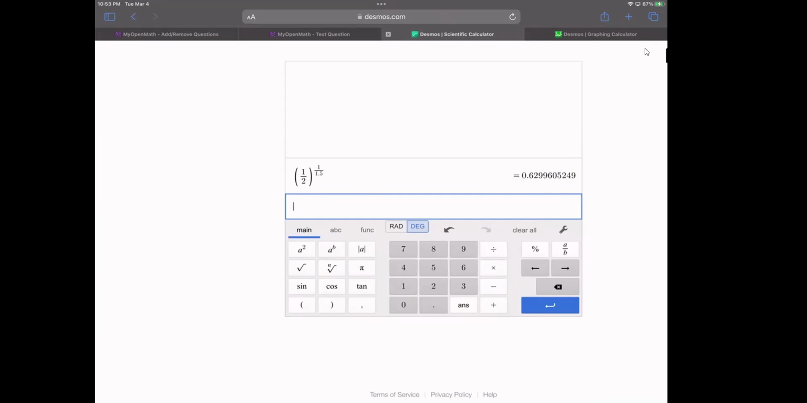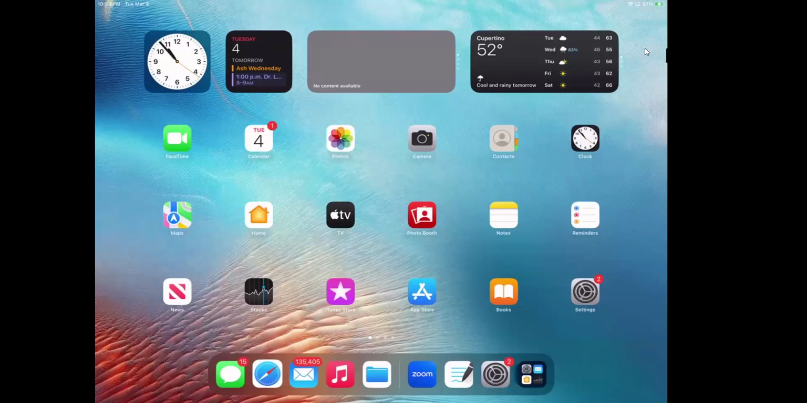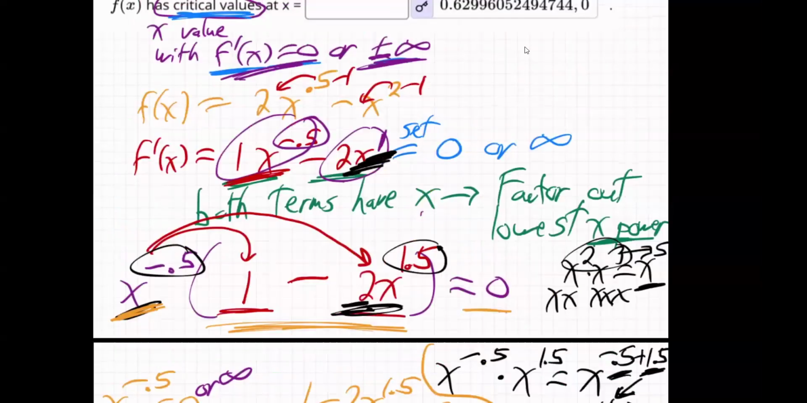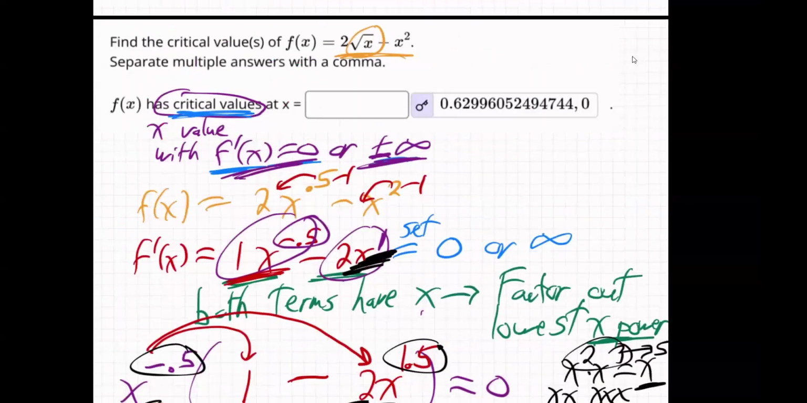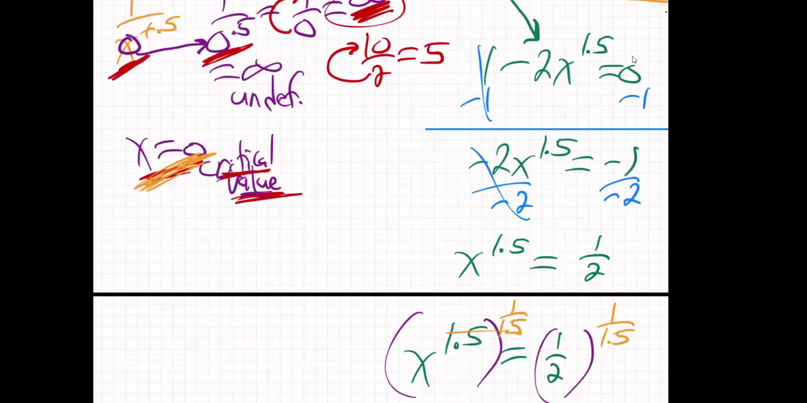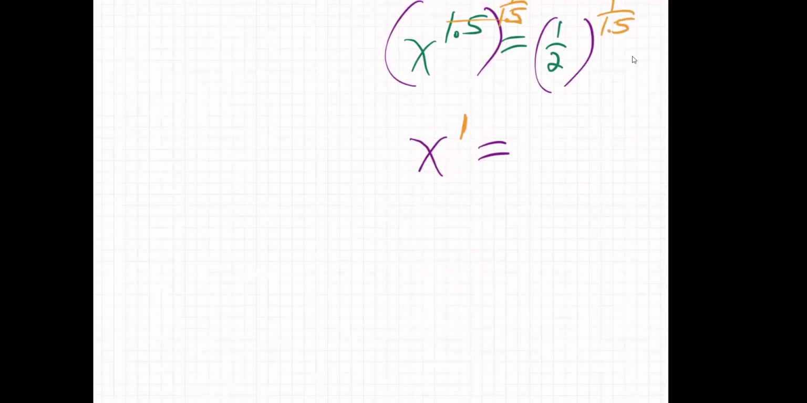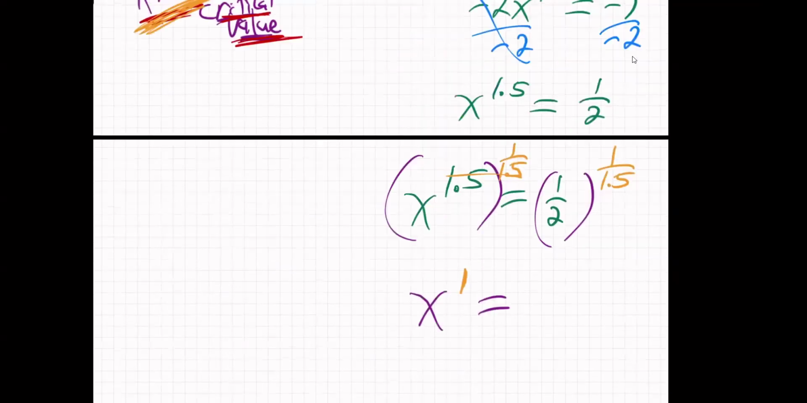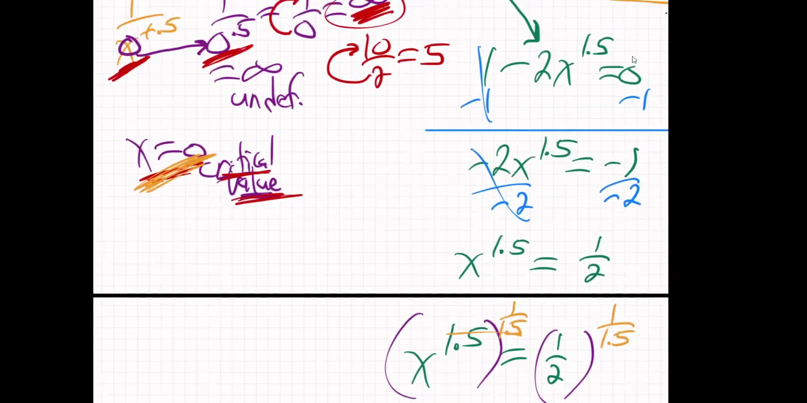I'm getting 0.629960. Is that the answer? There it is. That's one of the answers, right? 0.6299. There's that one. And the other one is the 0, which we got. We got both. They're both answered, right? X equals 0 was a critical value. We kind of lost it maybe. And x equals this one, 0.63. I can't remember now. Whatever it is, I'm just going to leave it. So there's two critical values. That's a pretty hard question.